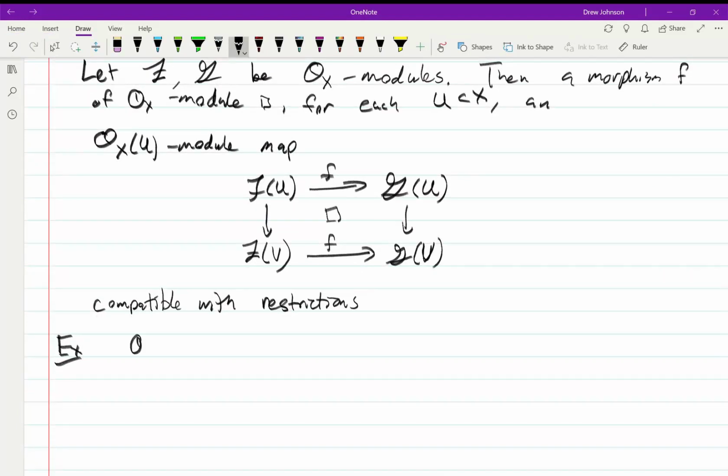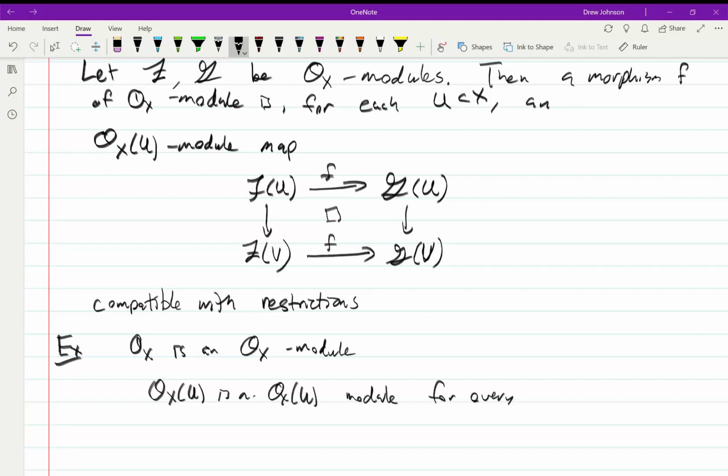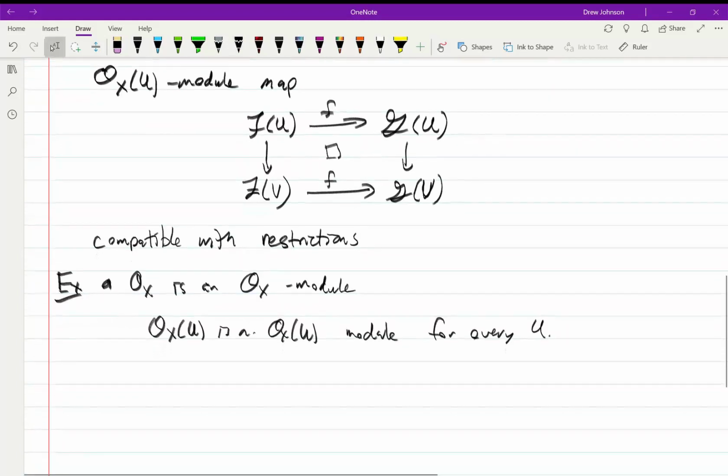So OX itself is an OX module. All right, so this is sort of analogous to, a ring is a rank 1 module over itself, right? So, OX of U is a ring, and it's an OX of U module for every U. All right, so that's sort of the most trivial one.